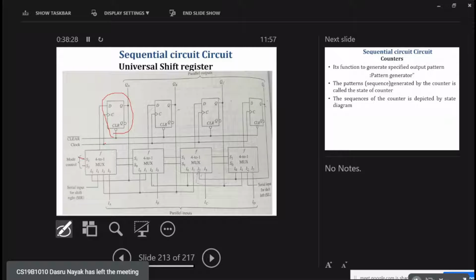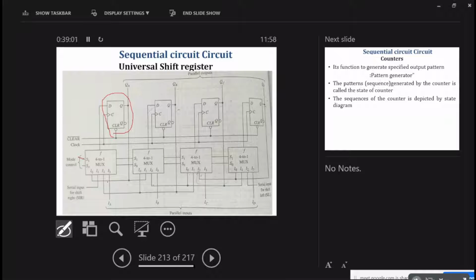Here the 4x1 mux has 4 inputs, and those inputs will be decided by the mode control pins, S1, S0. Clear pins are connected with all the flip flops. Clock is the common clock connected with all the flip flops. Suppose the inputs are I0, I1, I2, I3. Accordingly we will provide the information.